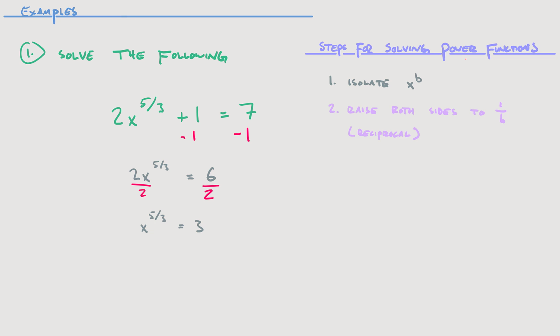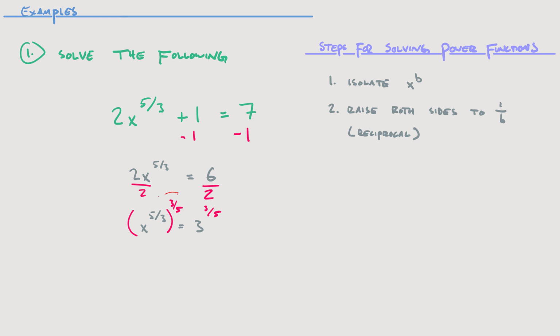So the reciprocal in this case would be 1 over b. b is 5/3, so 1 over b is 1 over 5/3, which just flips the fraction because, again, it is just the reciprocal. It's 3/5. So if we raise this thing to the 3/5 power, notice that whatever you do to one side, you have to do to the other.